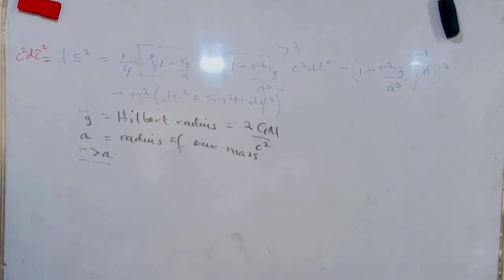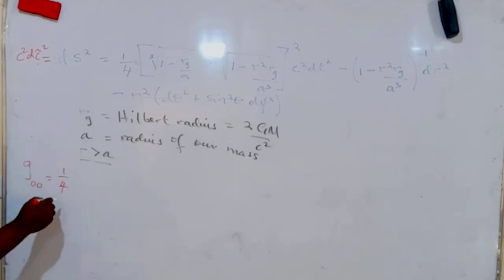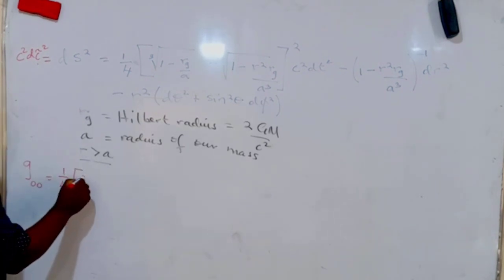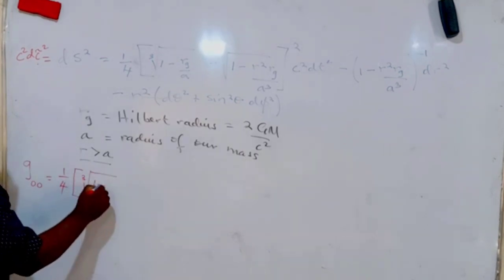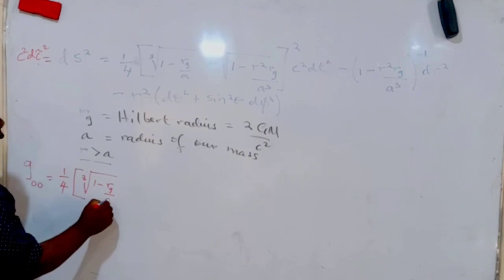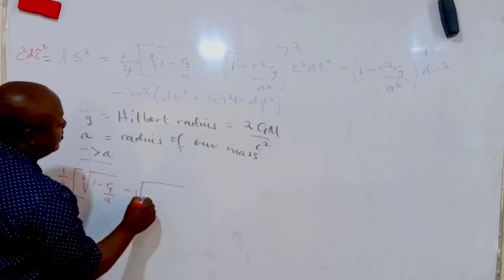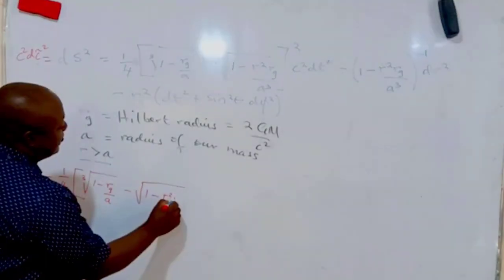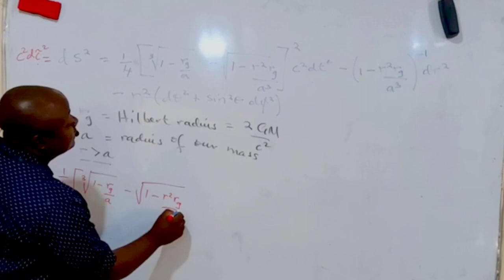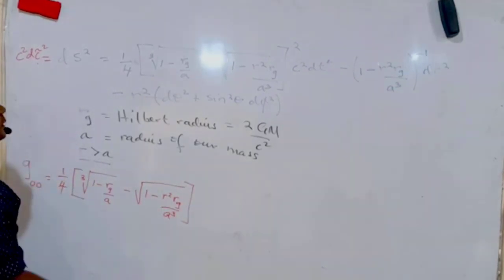Okay, so from here, we can easily get our G00, is that not? So our G00 will just be 1 over 4 into the cube root of 1 minus R, Rg over A, minus the root of 1 minus R squared Rg over A cube.